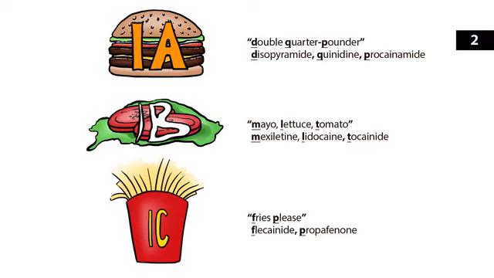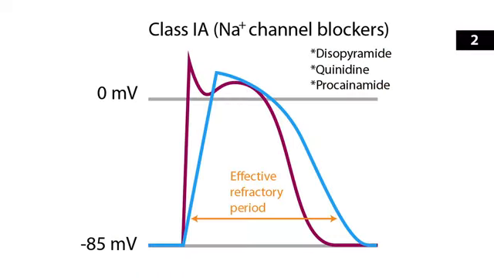So to help you remember how to divide these up, remember the burger, the insides of the burger, and then a side. But use whatever mnemonic works for you. So let's go down the list here. Class 1A, we're going to talk about a few of these drugs in particular. So class 1A, remember it was procainamide, quinidine, and disopyramide. So these will increase action potential duration, effective refractory period, and that QT interval.